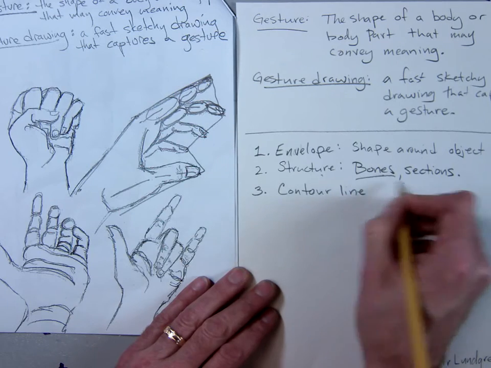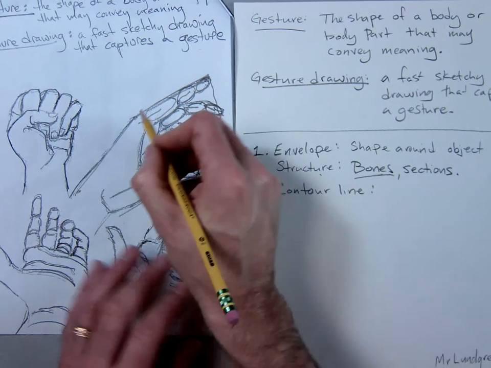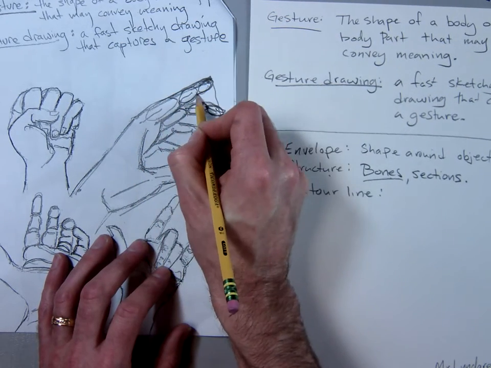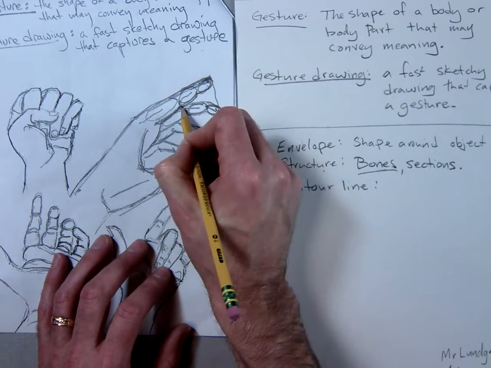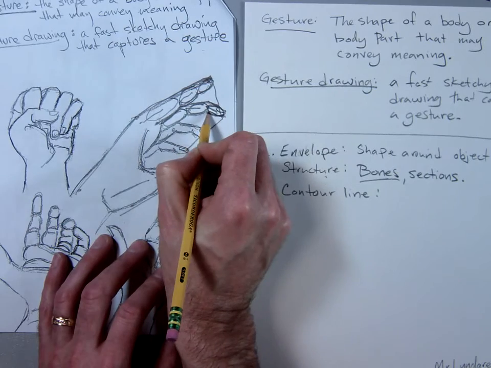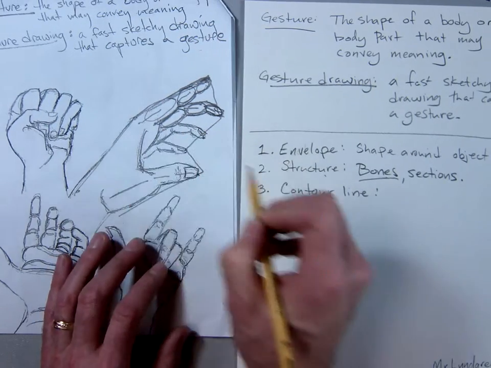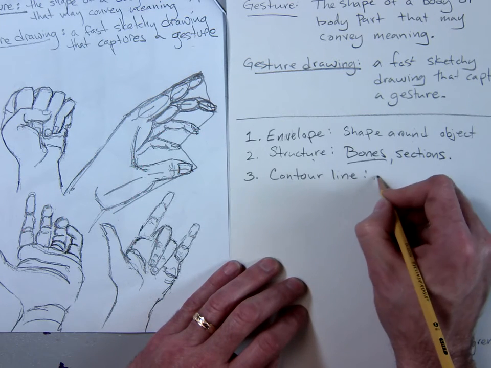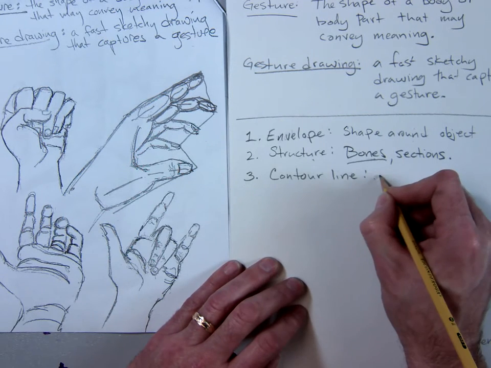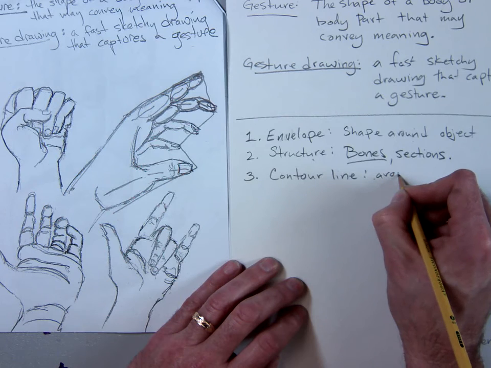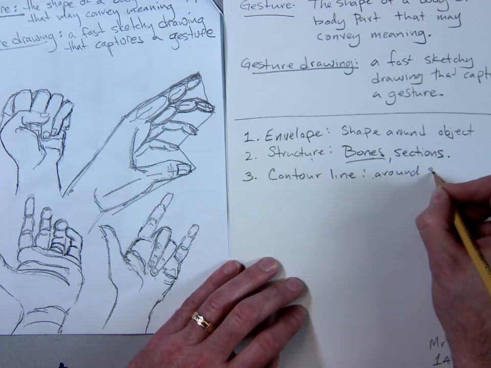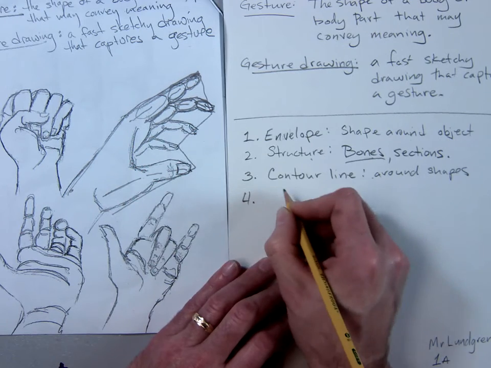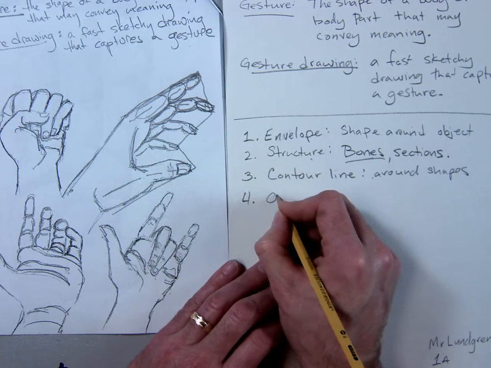And once I've got those bones and sections in, then I say, well, if this is the section, here's the line that goes around that section. Here's the line that goes around that section. Okay? Then, of course, contour line around shapes. And then four is, of course, always going back and observing.